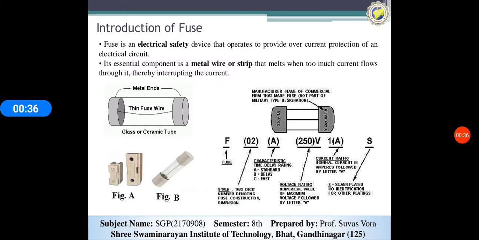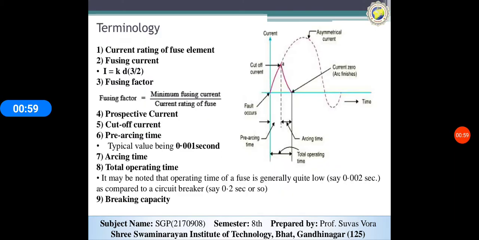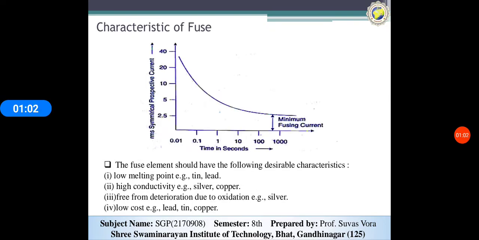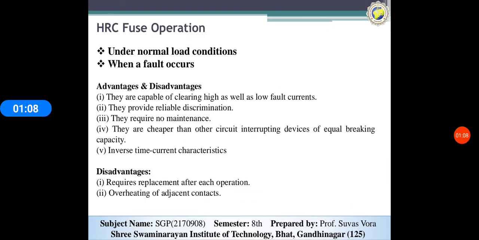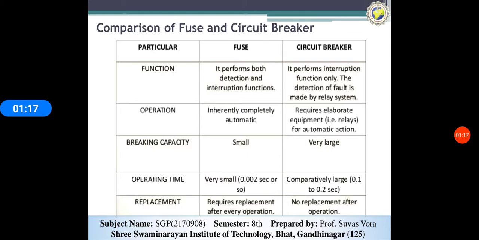You can see the fuse. What is the importance of the fuse? In the introduction, there are two metal endings, and between the two metal endings a thin fuse wire is connected, and this is called the tube. The tube is made of glass or ceramic. Then we studied some terminologies, the characteristics of the fuse, the HRC fuse, how it works, and its operation under two conditions, abnormal and normal conditions, the advantages and disadvantages, and the basic difference between the fuse and circuit breakers.